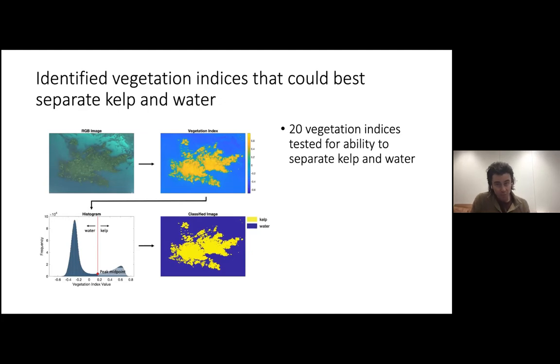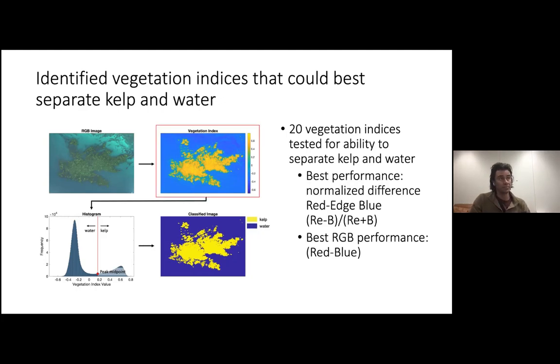And we categorized these indices into multispectral indices, so indices that used the near infrared and red edge spectral bands, and then RGB indices that just use red, green, and blue, so that we could see how well this would work with a less expensive, just a typical RGB digital camera on a drone.